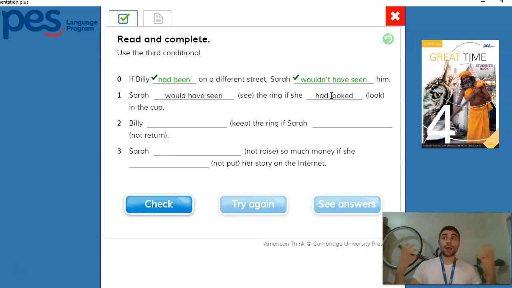So this is the hypothesis about the past, which means that the real situation was Sarah didn't see the ring because she didn't look in the cup. Okay? Now, number 2, Billy, the verb is keep, the ring if Sarah, the verb is not return. So the same thing. Billy would have kept. Remember, we need to use would have and the past participle of the verb, if Sarah hadn't, because we need to use the negative, returned. Okay? Same thing here. Billy didn't keep the ring. Why? Because Sarah returned it. But we're imagining a different situation in the past. So we can say, Billy would have kept the ring if Sarah hadn't returned it.